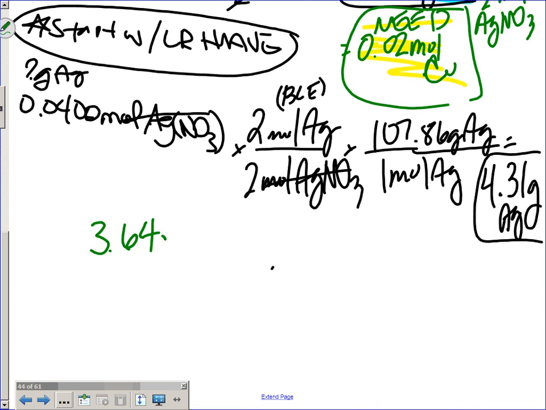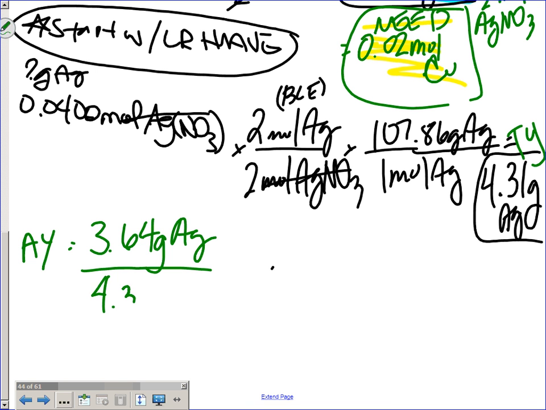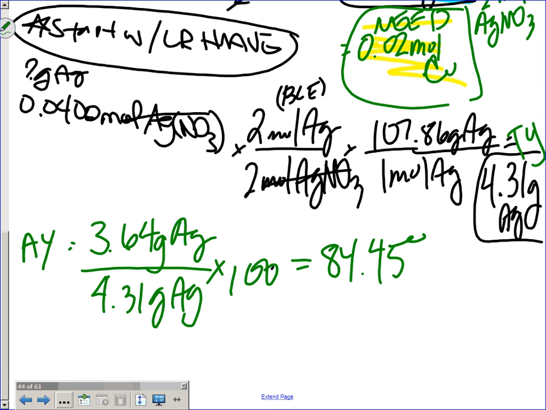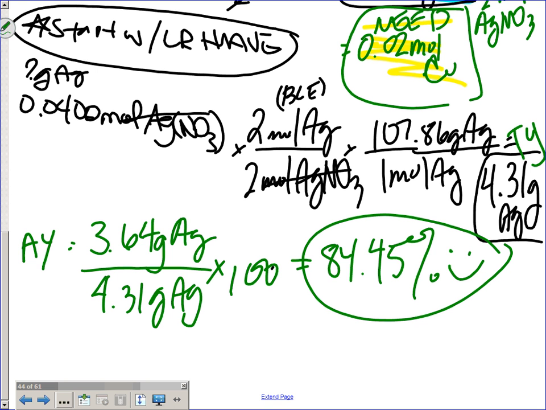Was it 6.4? Okay, making sure I read that right. 3.64 is actual yield, and what we just got here for the silver is theoretical yield. So let's figure out what kind of yield this is. 4.31 grams. Remember, the units just have to be the same, grams over grams. 84.45%. And that's not too bad, right? I'd totally have them in my lab if I were a pharmacist or something trying to make some product here.